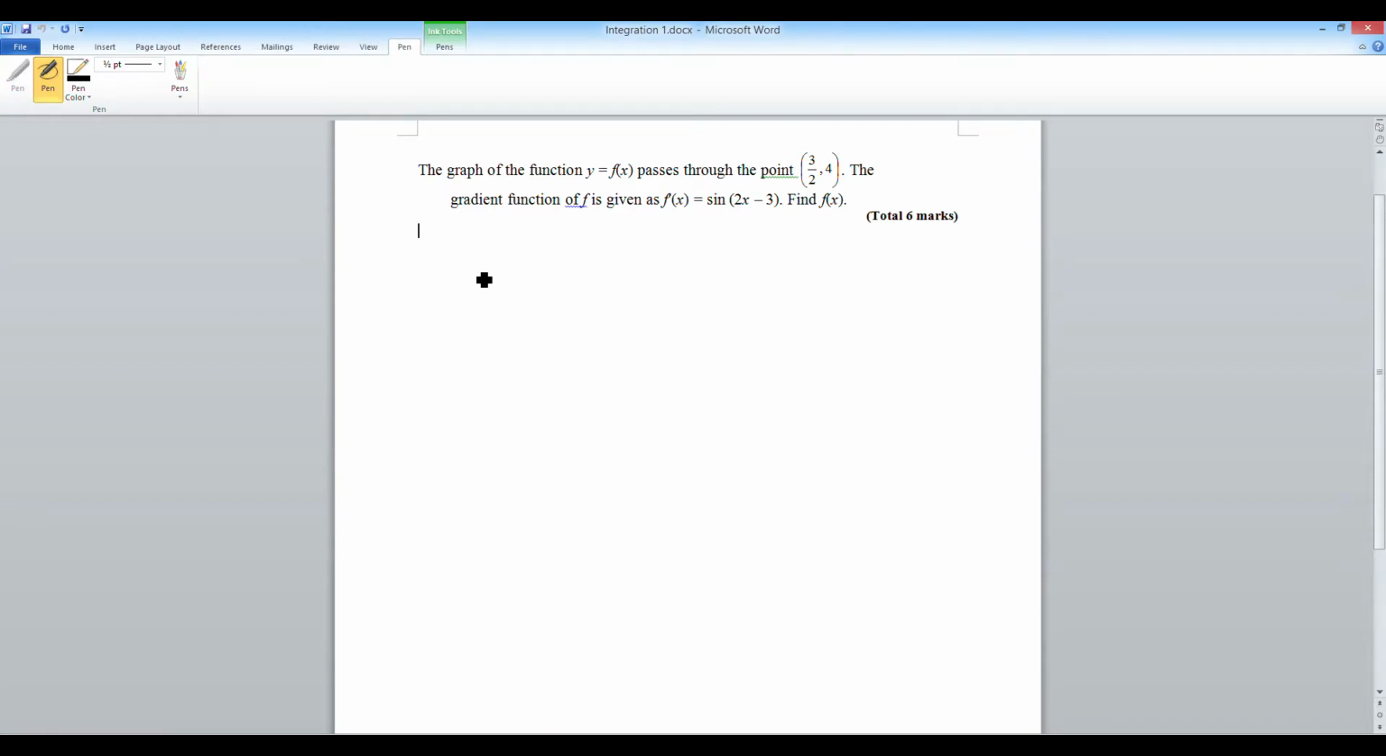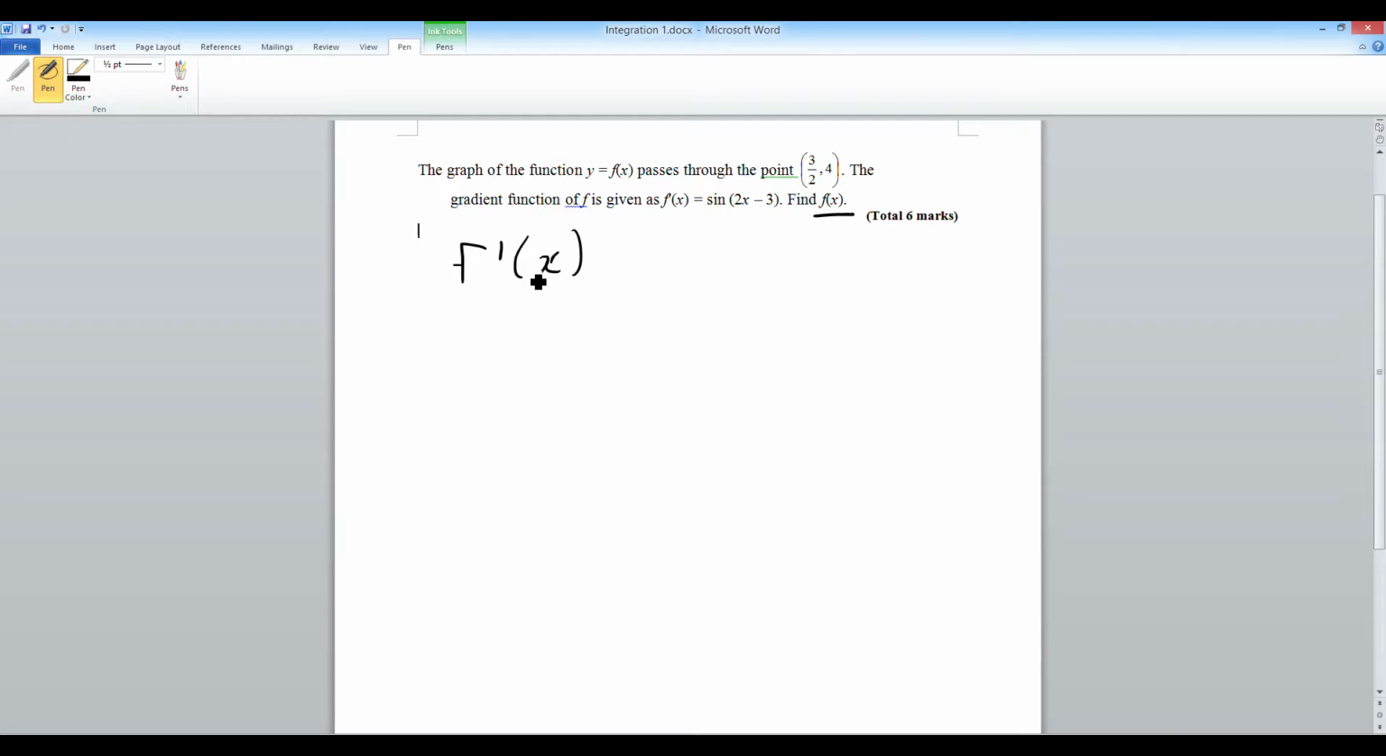Hello, let's take a look at some basic integration. So they give us the graph of the function y is equal to f of x passes through a certain point. Then the gradient of the function f is given, so they give us the derivative, the first derivative of f of x. And then they ask us to find f of x.